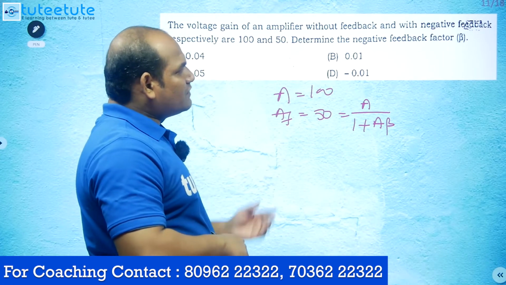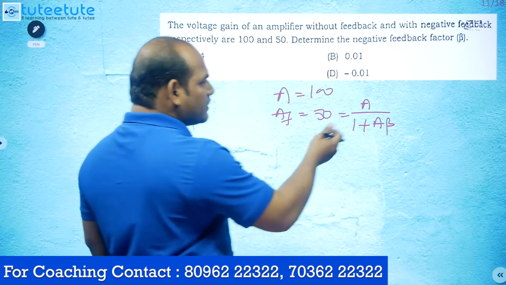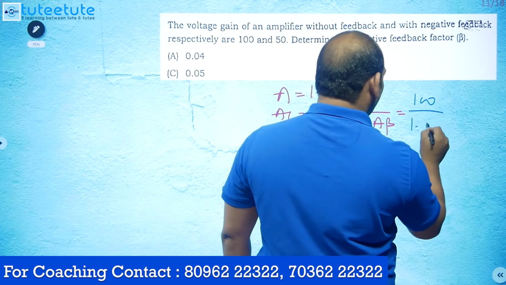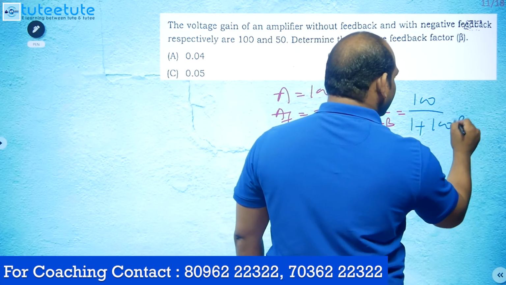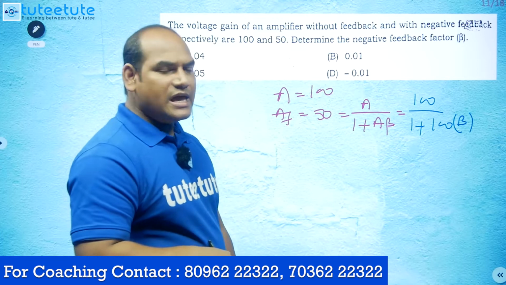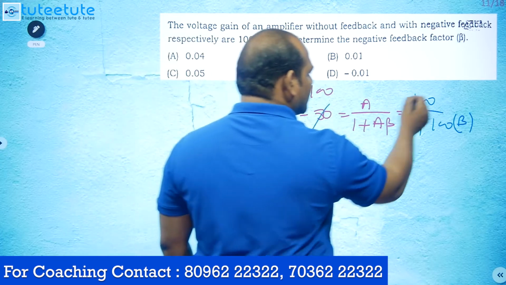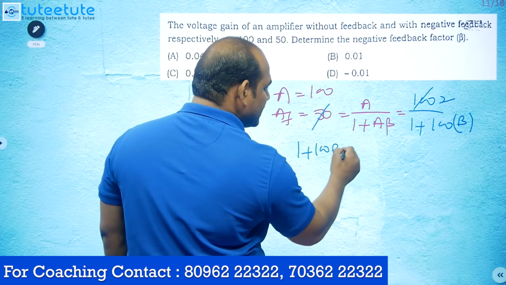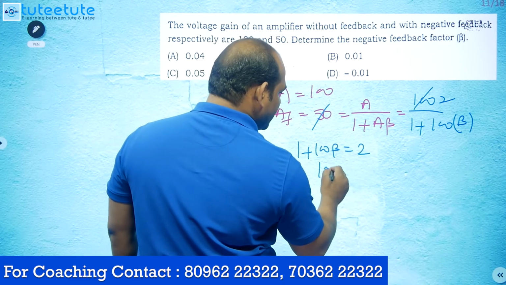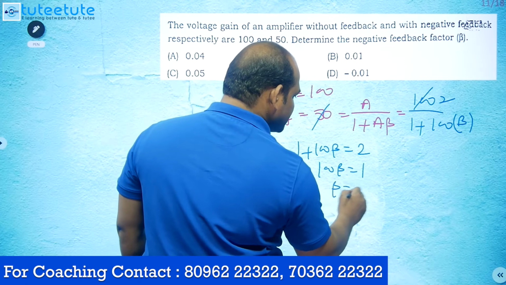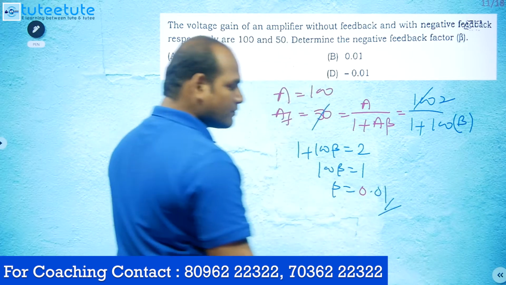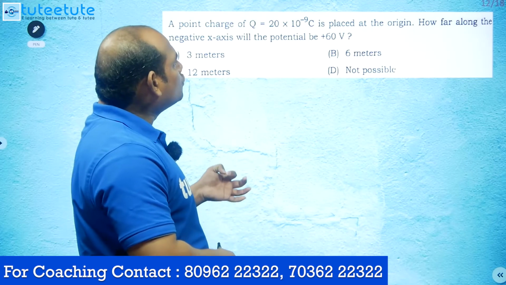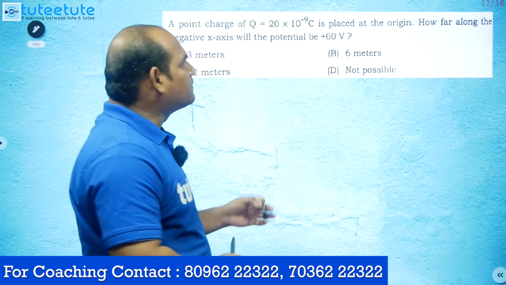Now what they are asking? They are asking the feedback factor value, that is beta. So here you can substitute. It is equal to A, which is 100, by 1 plus A, 100, into beta. From this we can calculate the beta value. So 1 plus 100 beta is equal to 2, and 100 beta is equal to 1, and beta is equal to 0.01.